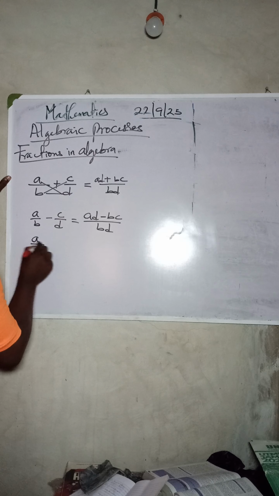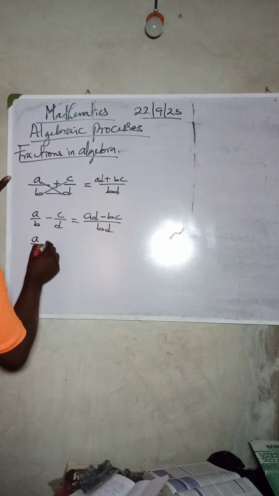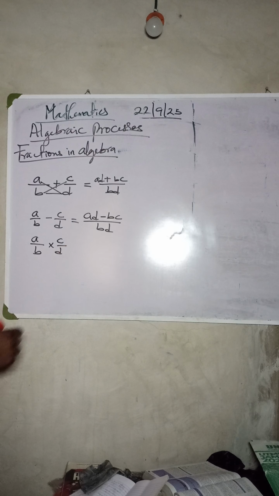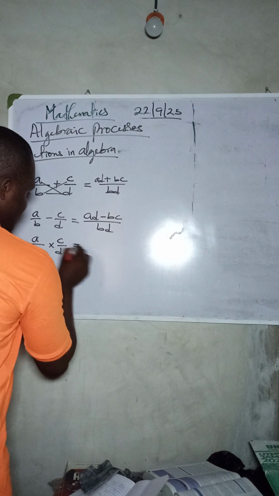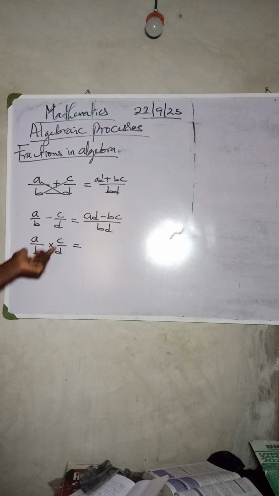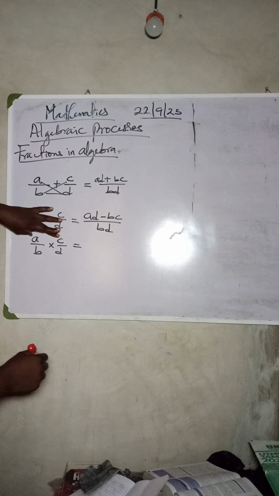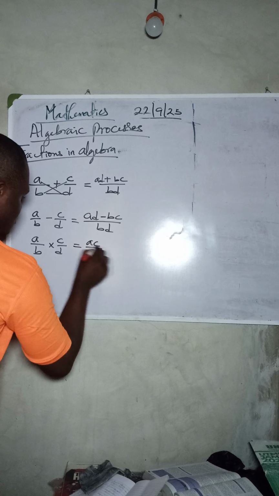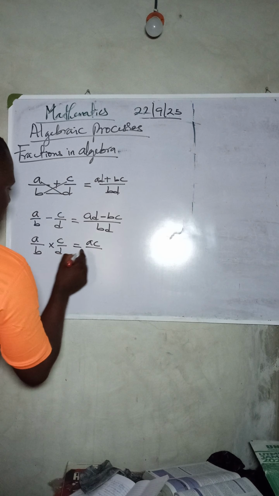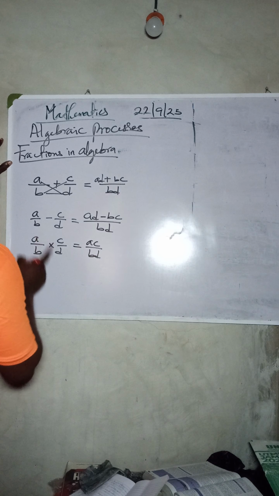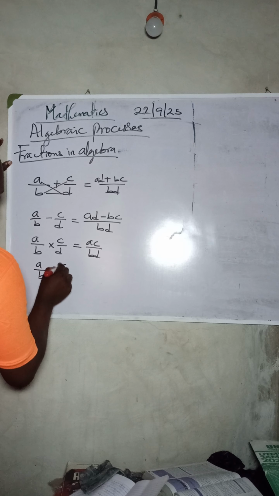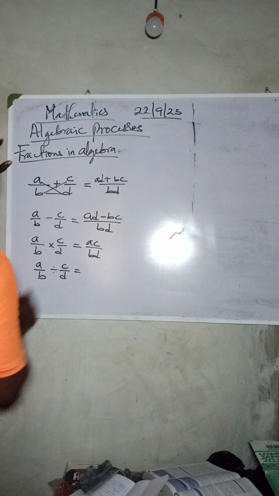Now let's see multiplication and division. Now this one is just straightforward. What you do is you get the product of the numerators and the product of the denominators. Simple. The product of the numerators, A and C: A times C is AC. The product of the denominators, B and D: B times D is BD. In the same vein, we have A over B divided by C over D. Now look at this.